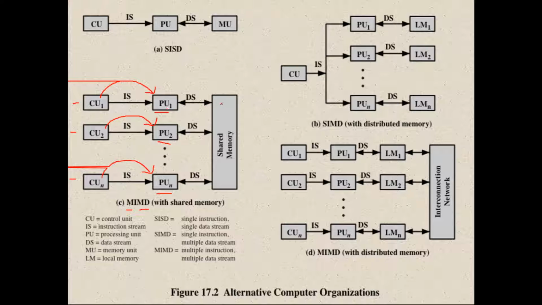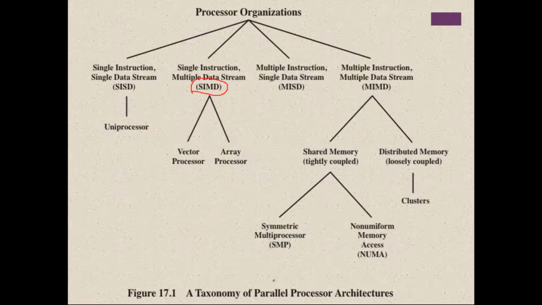If this data is coming from the shared memory, then that type of model is called MIMD with shared memory. Under shared memory we have two categories. One, the most common form of MIMD with shared memory, is SMP, symmetric multiprocessor. And the recent development is NUMA, non-uniform memory access.